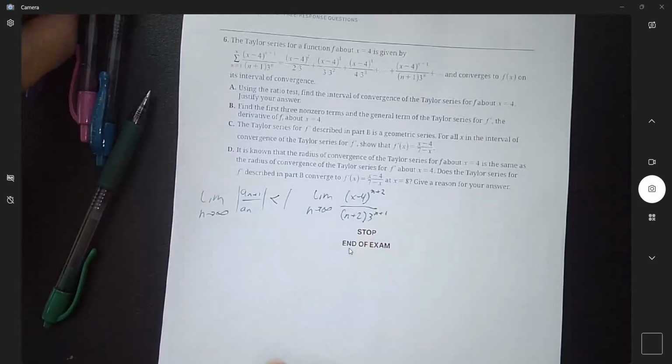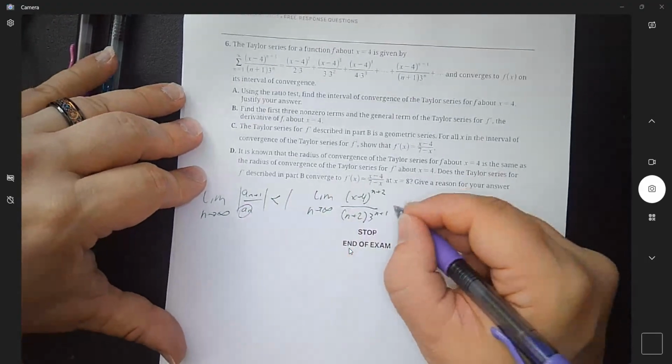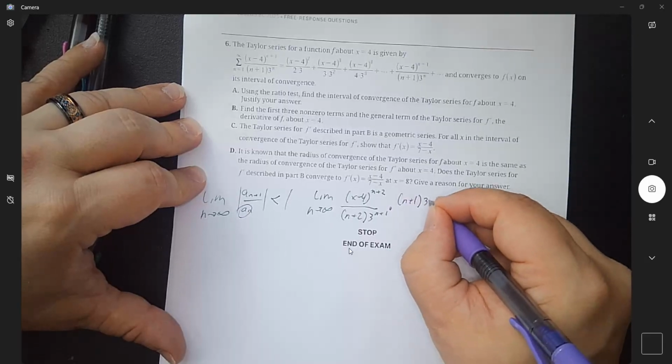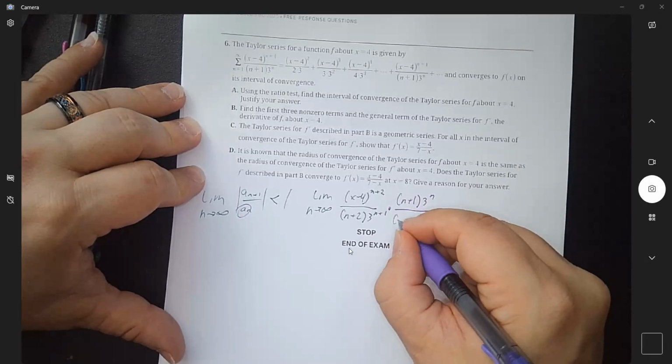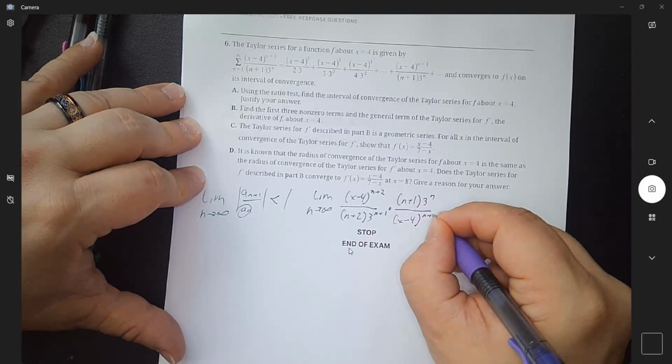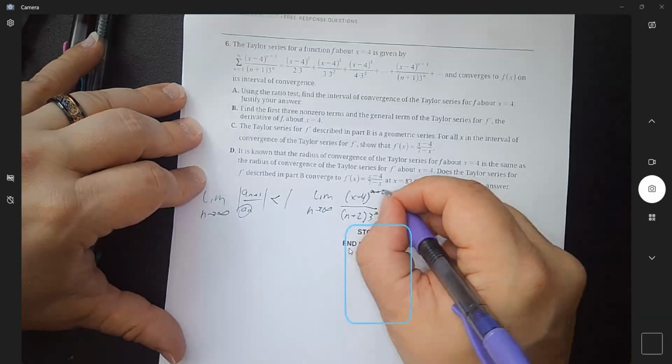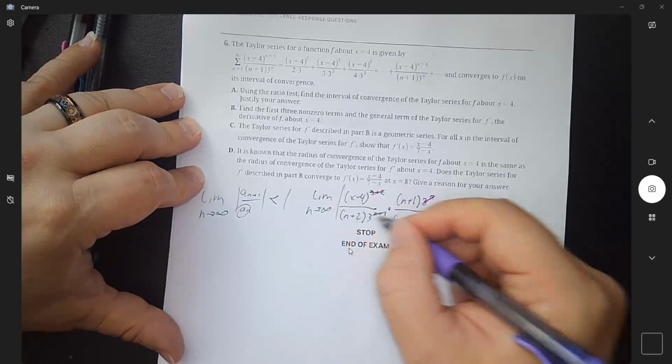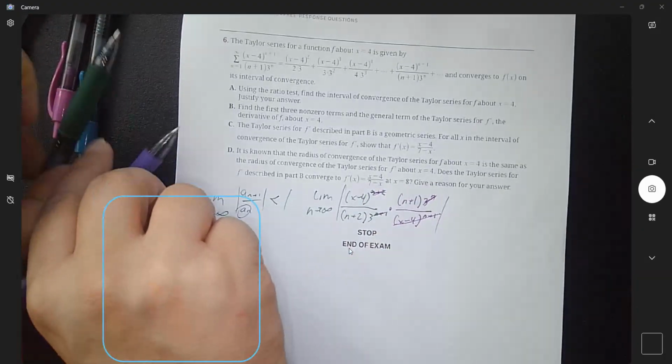And then for the other one, I'm going to put that one in purple now. So that's going to be n plus 1, 3 to the n over x minus 4 to the n plus 1. That almost completely cancels here. This almost completely cancels here. And so let's evaluate this limit.